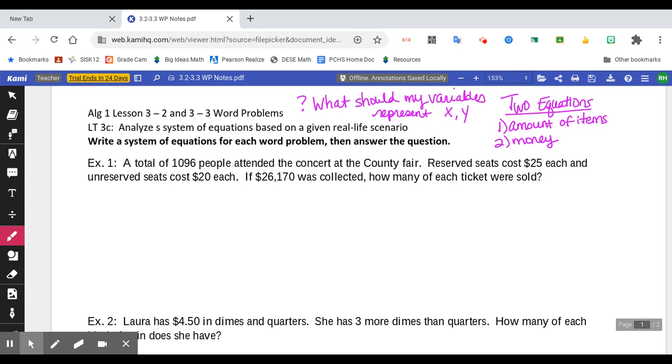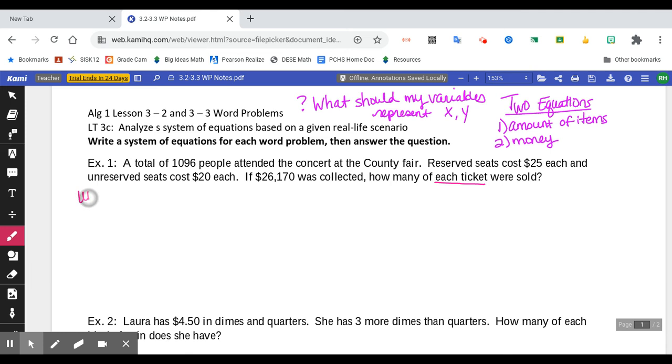Okay? So for this first one, a total of 1,096 people attended the concert at the county fair. Reserved seats cost $25 each, and unreserved seats cost $20 each. If $26,170 was collected, how many of each ticket were sold? So the question at the end there kind of tells you what the whole thing is about. How many of each ticket, right?